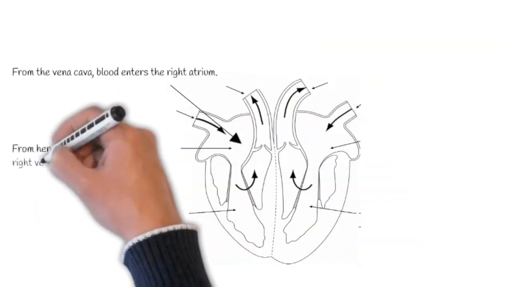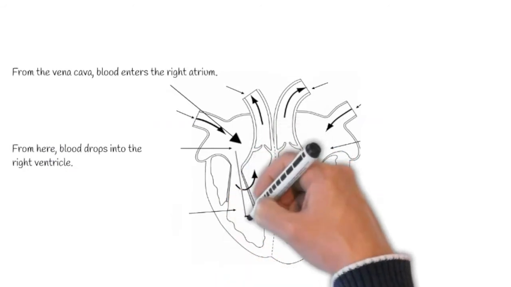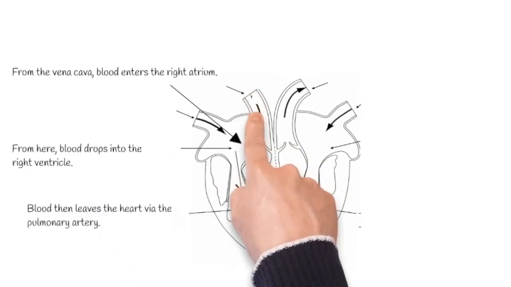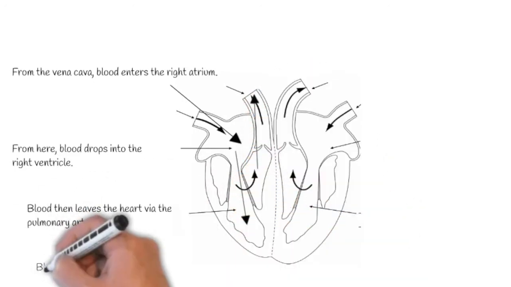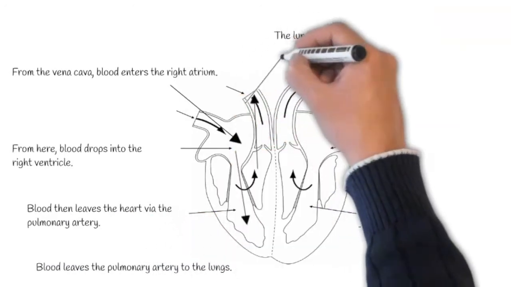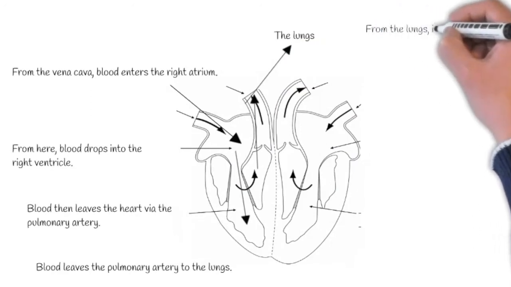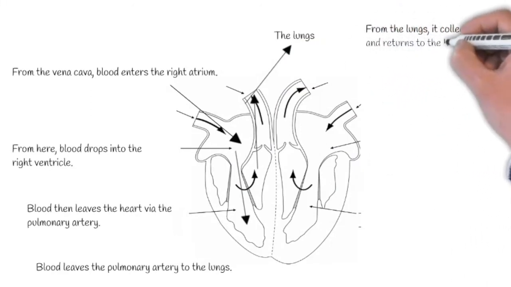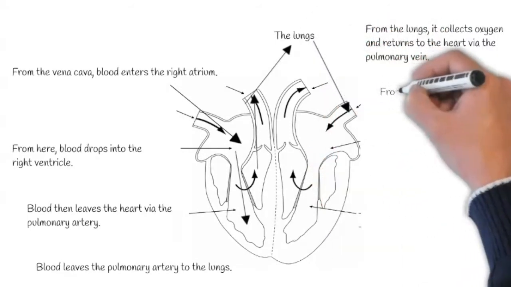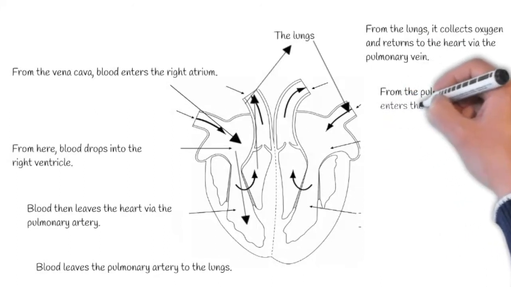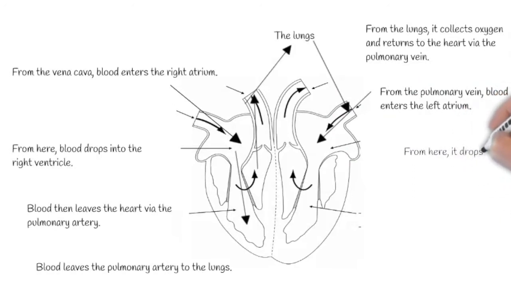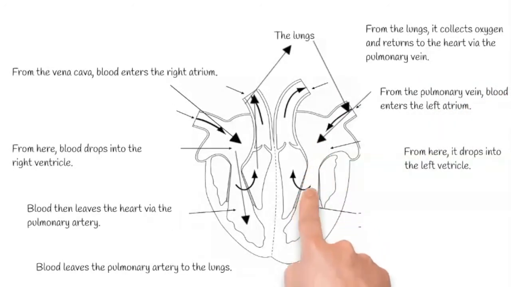From here, blood drops into the right ventricle. Blood then leaves the heart via the pulmonary artery. Blood leaves the pulmonary artery to the lungs. Here it collects oxygen and returns to the heart via the pulmonary vein. From the pulmonary vein, it goes into the left atrium. And it then drops into the left ventricle.